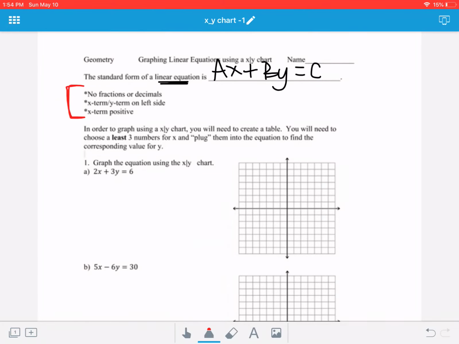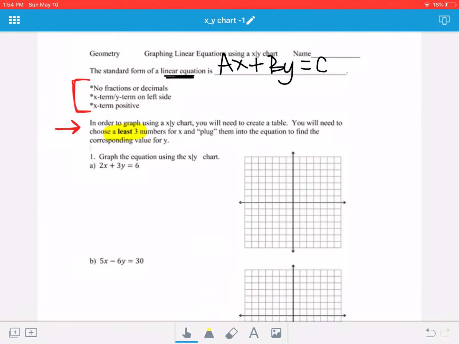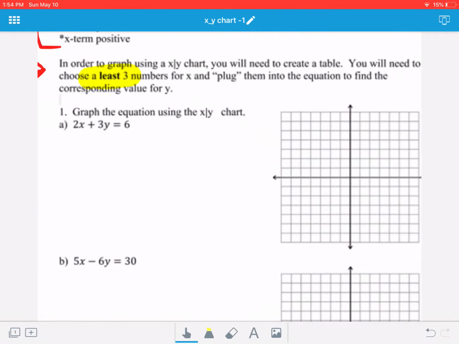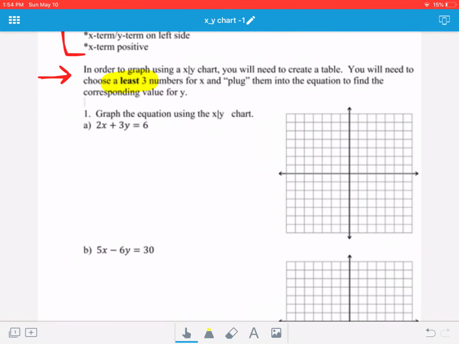So to graph using an XY chart, you'll need to create a table. Sometimes you might say T table and sometimes you'll see XY chart. They mean the same thing. You need to pick at least 3 points for your lines. I know way back at the beginning of the year, we said that it takes 2 points to make a line in geometry, but we use a third point to finalize it, to double check our work. There's not a lot of room for me here, so I'm going to do my best to show you my work as neat as I can.